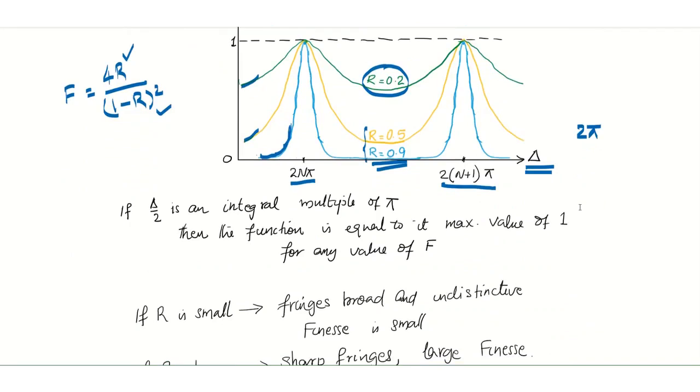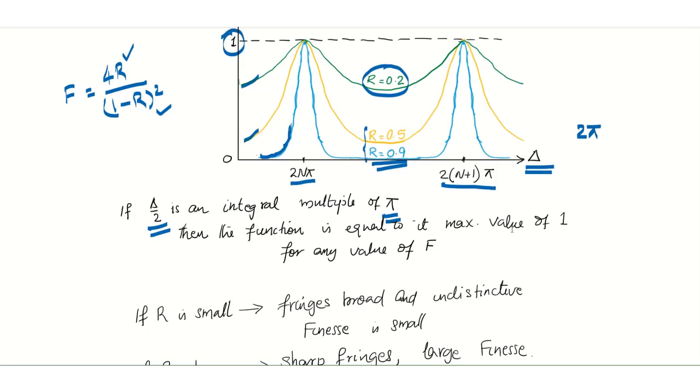Okay, this is plotted for a single wavelength. Now, if capital delta by 2 is an integral multiple of pi, that is, 2n pi for delta, then okay, that's delta by 2. If delta by 2 is an integral multiple of pi, or delta an integral multiple of 2 pi, then the function is equal to its maximum value of 1. This is your maximum value, Airy function.